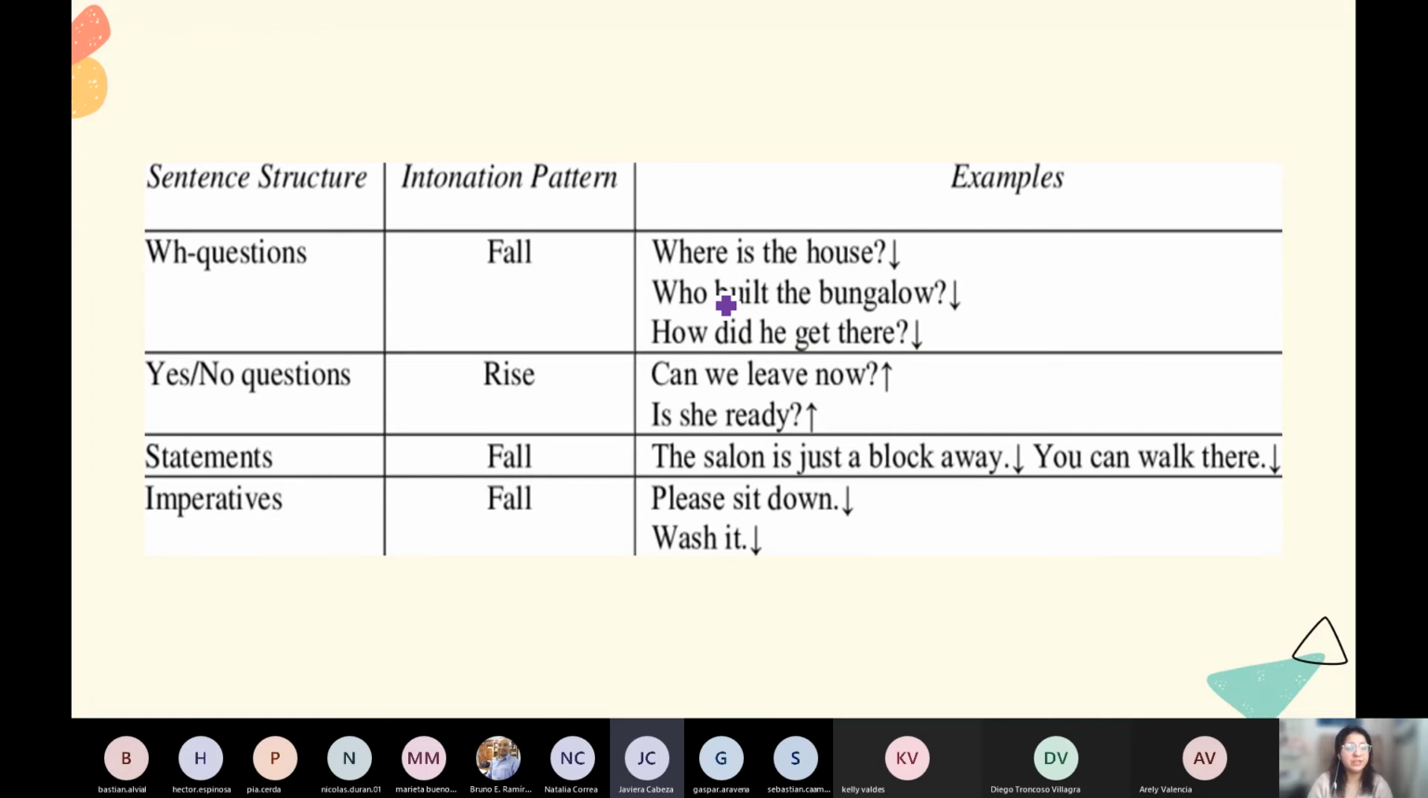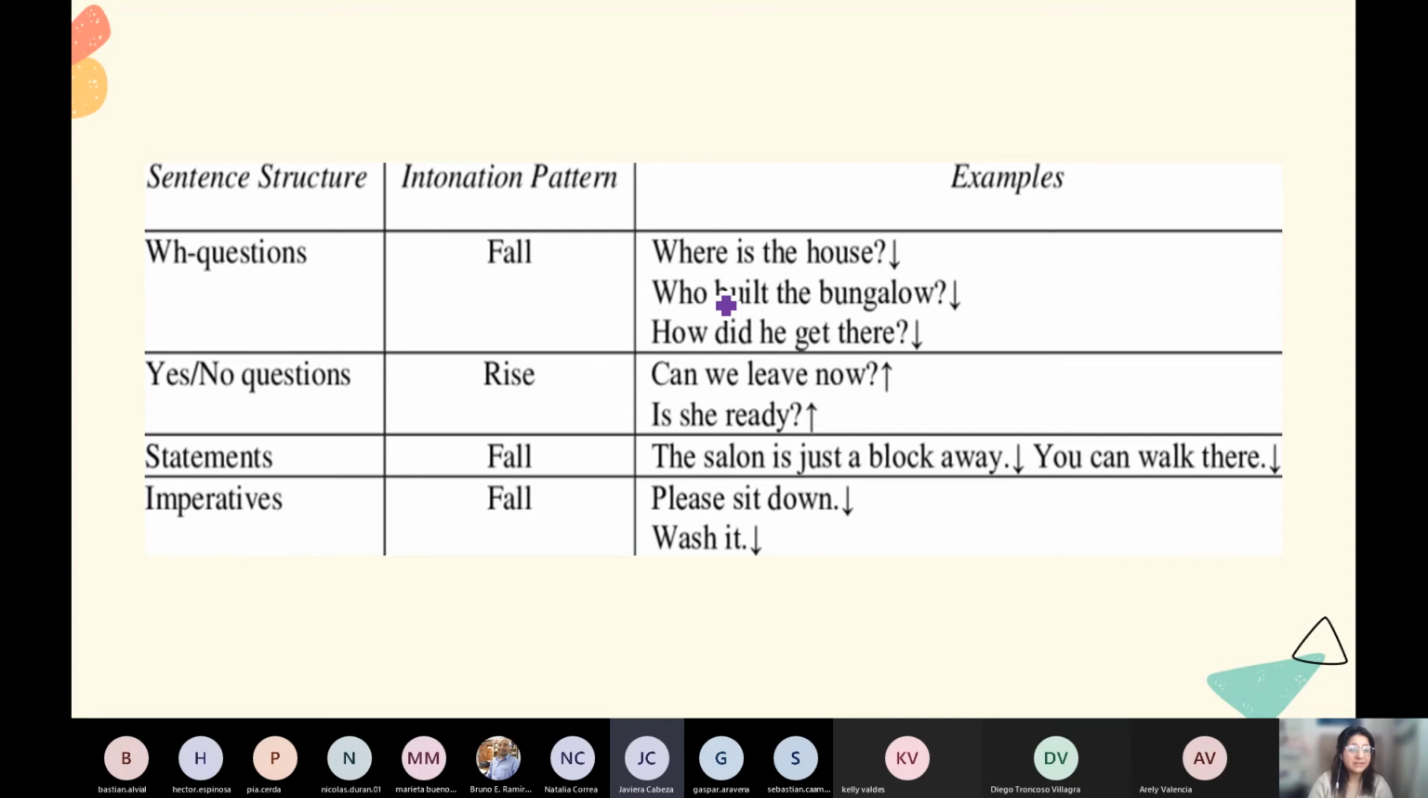Then we have that for yes or no questions, we are going to use the rise intonation. Can we leave now? Is she ready? You are asking while you are raising your tone at the end of the sentence.